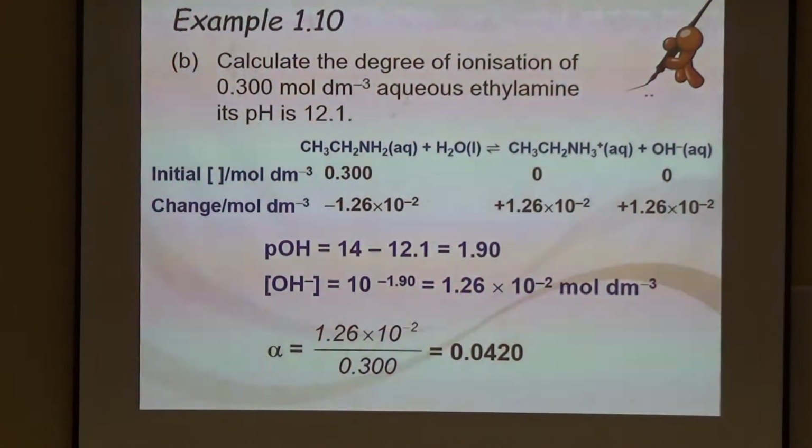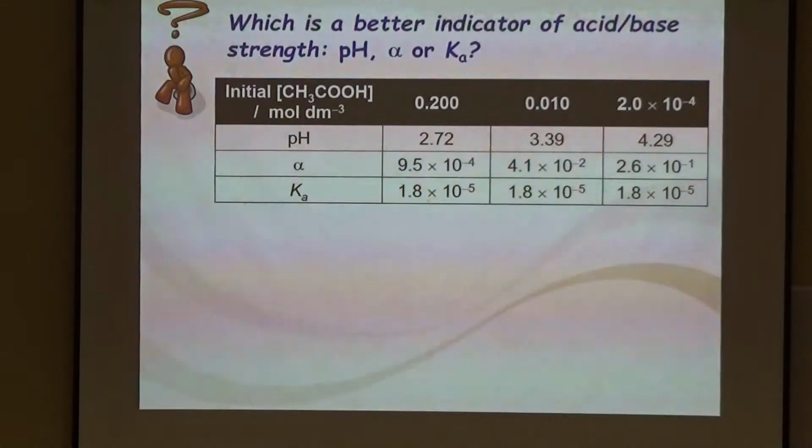Now, which is a better indicator of acid-base strength: pH, alpha, or Ka? Now, if you look at this, you guys need to train yourself in this. For a key skill in science, if we give you numbers, we give you a table, I expect you to look at it and make sense of it.